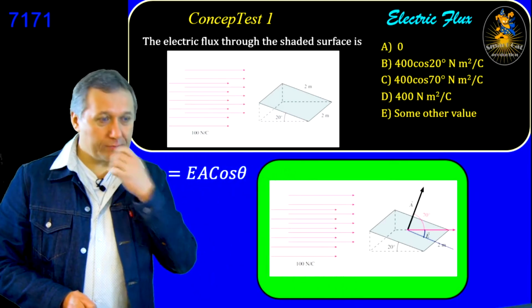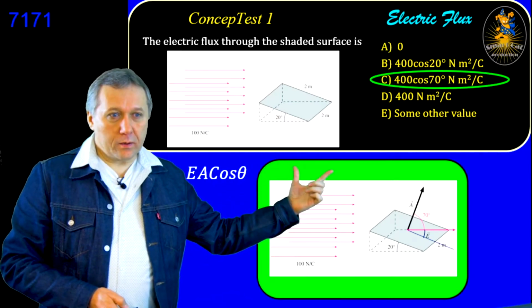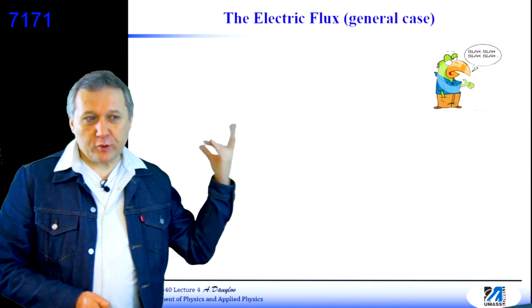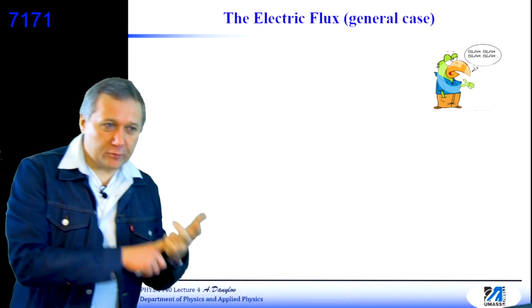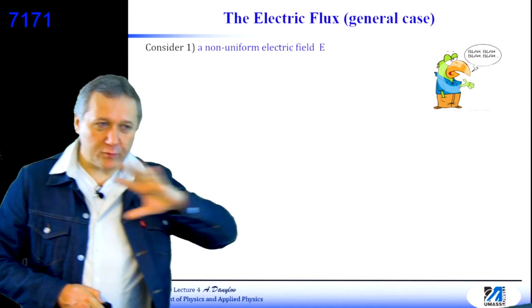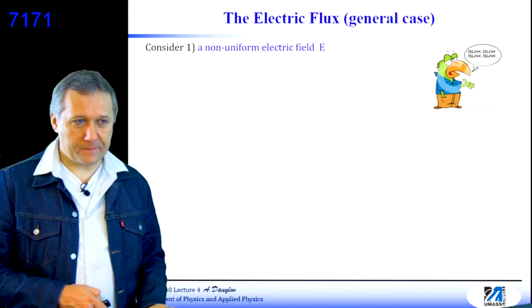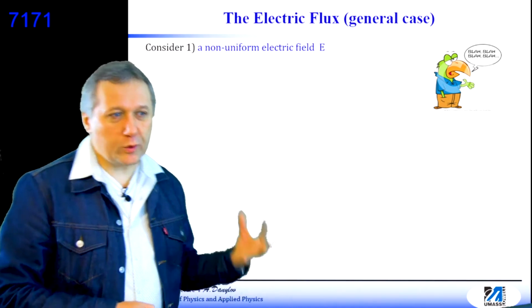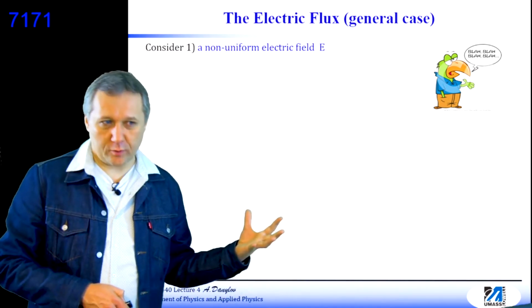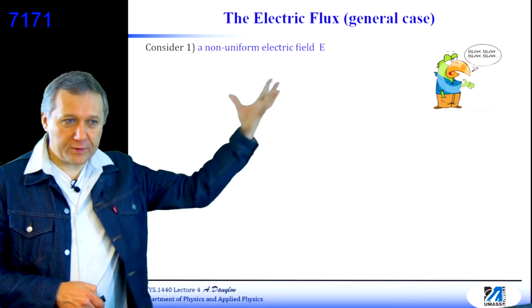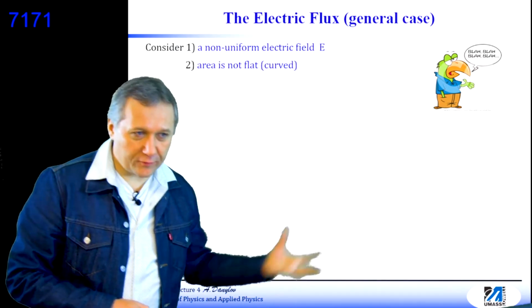Okay, so now let's make the situation more complicated. Up to this point we were discussing a flat surface and a uniform electric field. Now let's assume that the surface is not flat and the field is not uniform, right? We're just moving to the final tool, which will be used in Gauss's law. You remember, we are preparing ourselves for Gauss's law. So the field is not uniform, the surface is not flat.